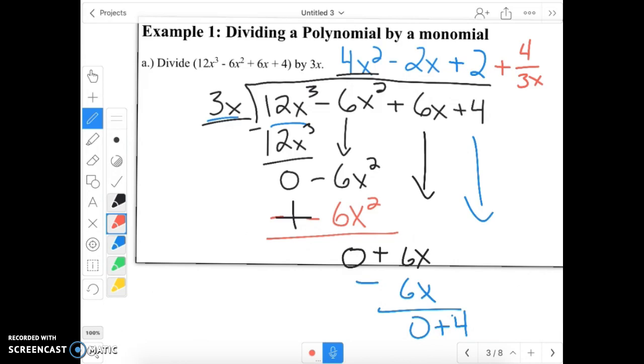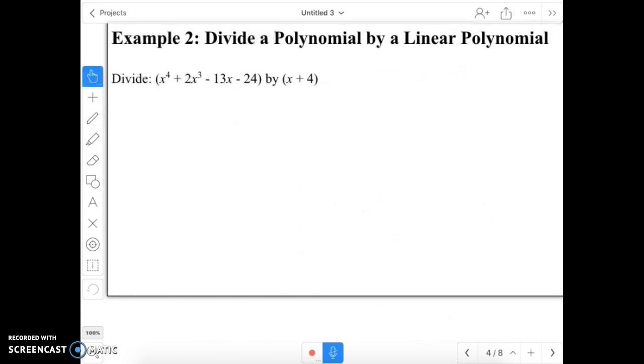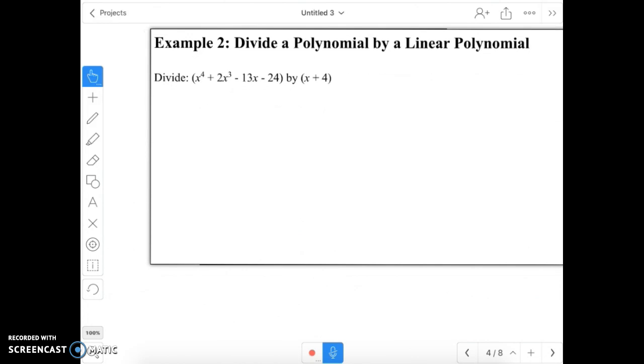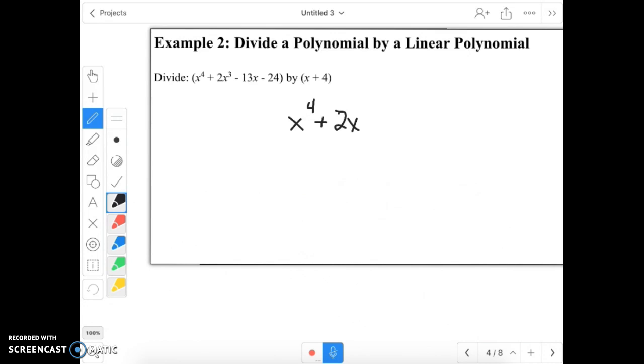Okay, so let's move into a little bit trickier one. If we were going to divide this polynomial by a binomial. So you'll notice my polynomial is missing one of its terms, the x squared term. So I don't have anything in the x squared column, but I am going to say plus 0x squared as a placeholder, and then I'll put everything in just as it is.